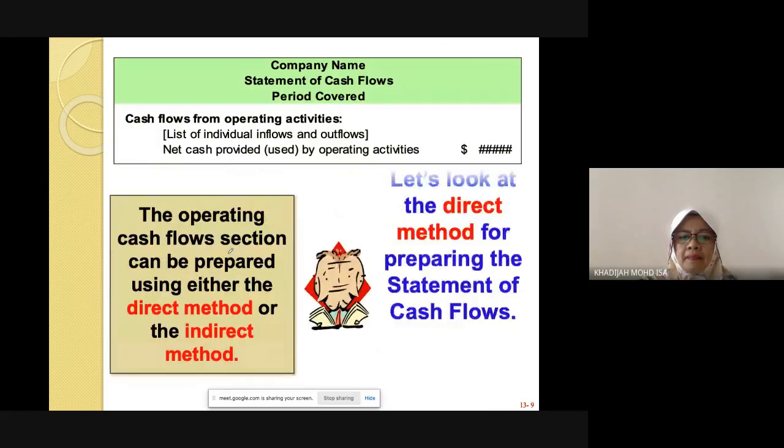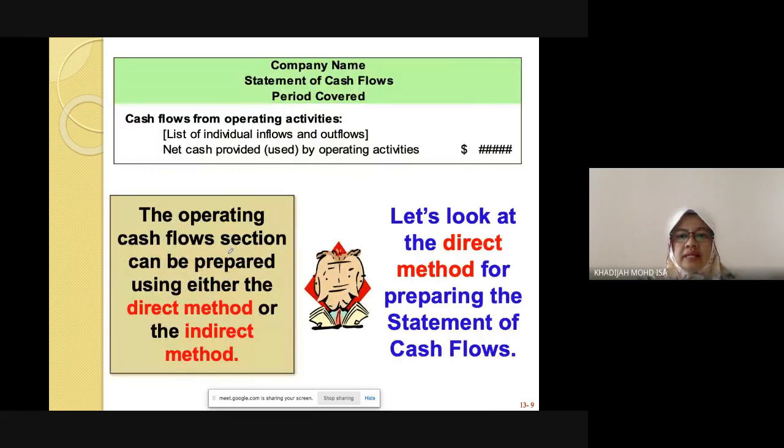Okay. So this is an example. Company name, statement of cash flow, period covered. So this is how you represent the statement of cash flow. You have the company name and then the statement of cash flow, and then the period, for example, for the period ended 31st December. So this is cash flow from operating activities.